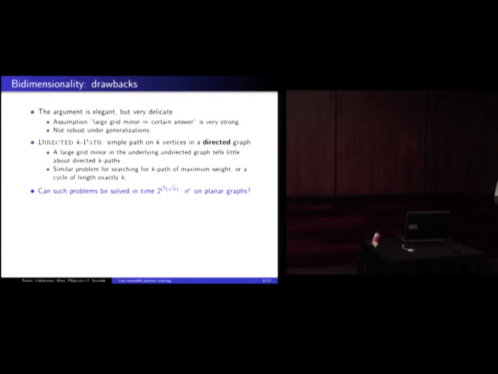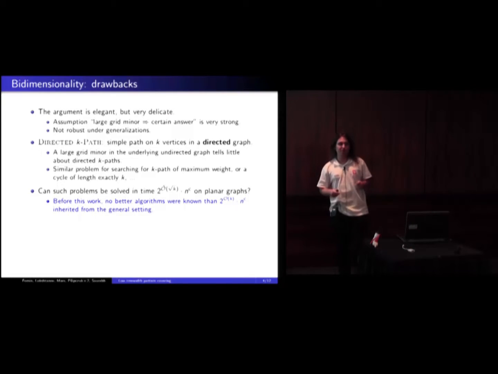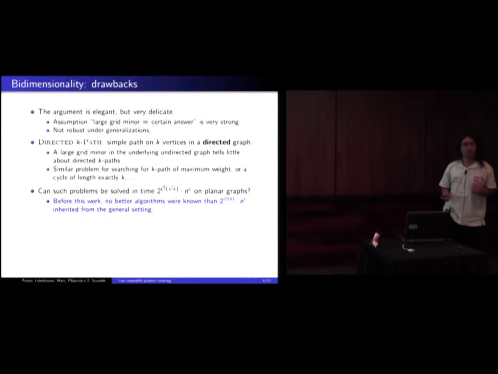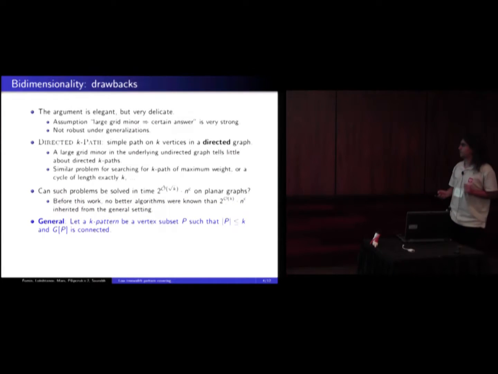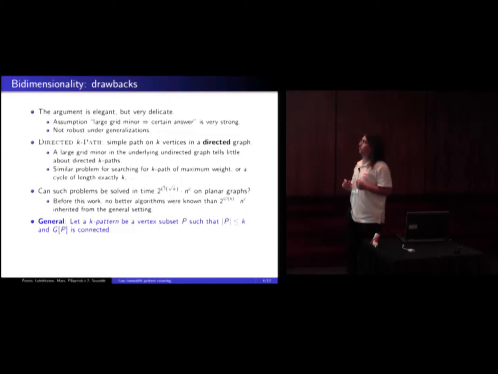Namely, there was a question whether for such problems, for such generalization, I can also achieve running times of the form 2 to the roughly square root k, maybe losing some polylogs, times some fixed polynomial independent of k. Yes? So before this work that I'm now presenting, we knew basically no algorithm better than the ones inherited from general graphs where there was a single exponential dependence on k. Yes? So let us try to more formalize what I mean by such problems.